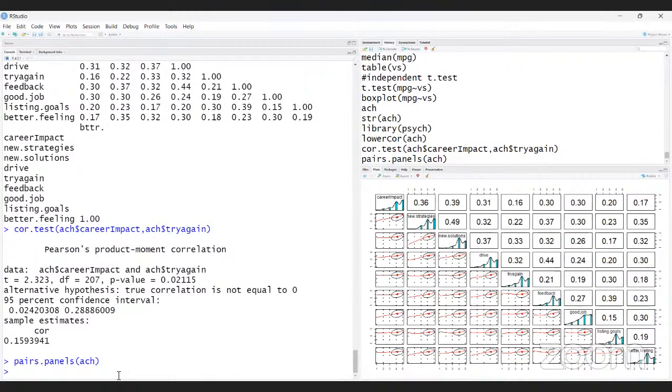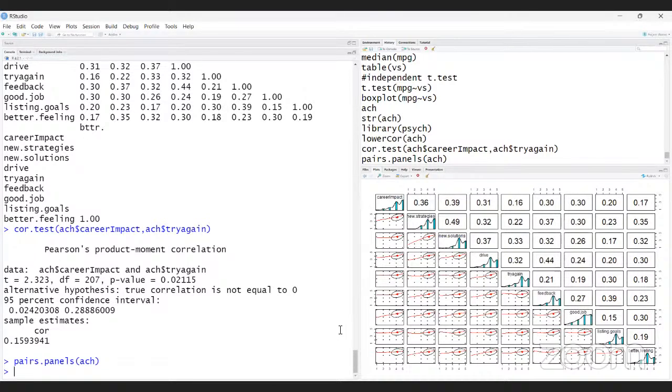By using pairs.panels, which is in the psych package, you have to install the psych package directly. And that is free, so you do not have any problem. After that, you can get this distribution.